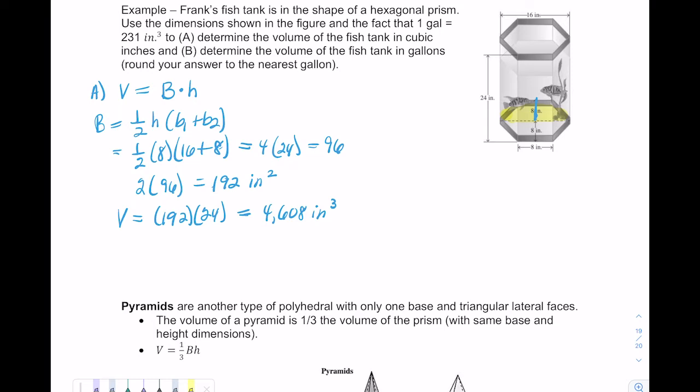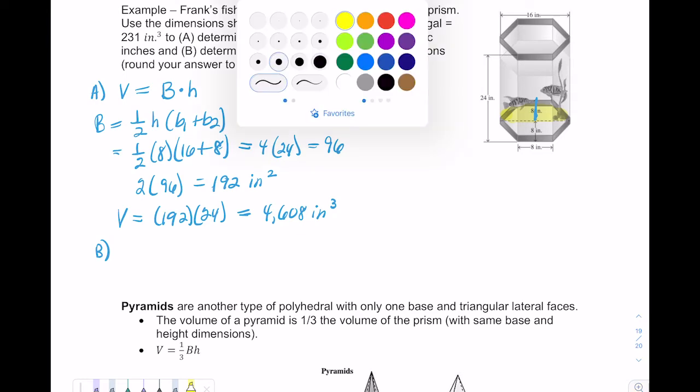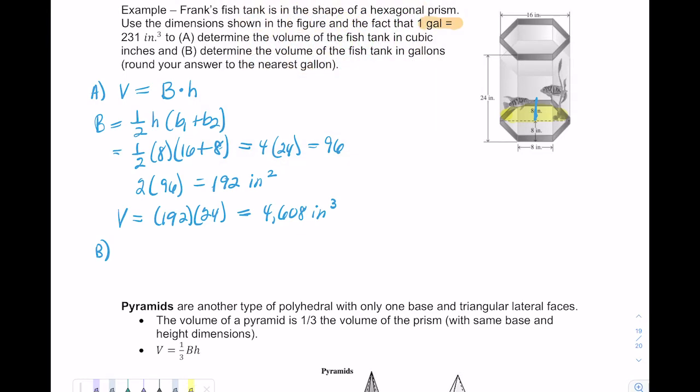Okay, so question A asked us to determine the volume of the fish tank in cubic inches, which we did. In part B, we need to determine the volume of the fish tank in gallons. So they gave us a conversion. 1 gallon is 231 inches cubed. So I know that I have 4,608 inches cubed. So to figure out how many gallons that is, I'm going to take 4,608 inches cubed, and I'm going to multiply that by my conversion. 1 gallon equals 231 inches cubed.